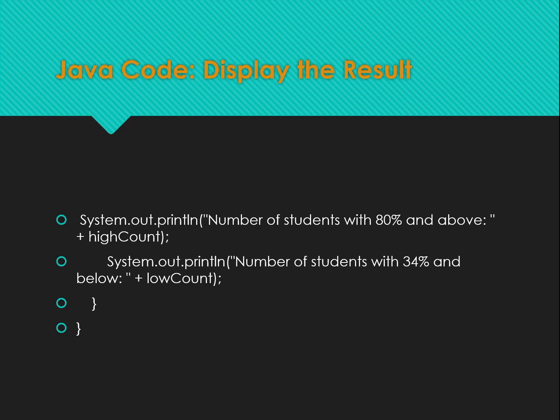Finally, after all students' data has been processed, we display the results. The number of students who scored 80% and above is shown using high count, and the number who scored 34% and below is shown using low count.